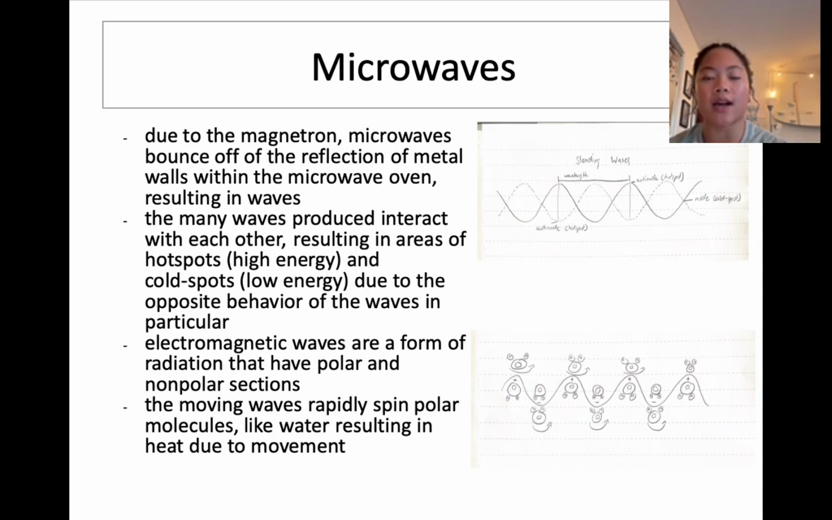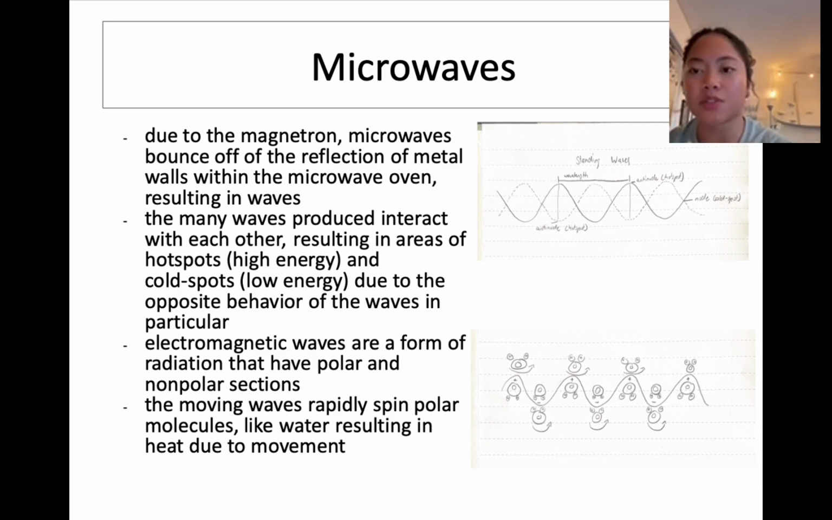So going into the anatomy of a microwave, they have what is called a magnetron. And due to the magnetron, microwaves bounce off of the reflection of metal walls within the oven, resulting in waves. So the waves bouncing off the reflections kind of cause erratic behavior. So this is what causes the waves to be kind of random within a microwave. It's pretty much what causes them to be continuously moving.